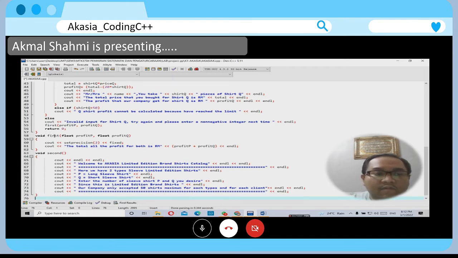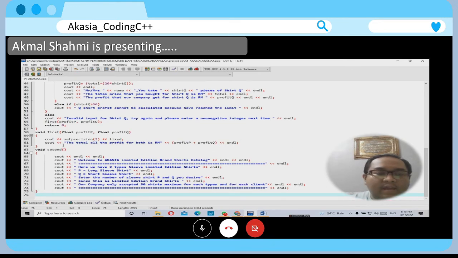Now we continue to void first, which is for profit P. For this prototype function, we just want to output the total for all profit. So as you can see, we use set precision to make it 2 decimal places, and then the total of all profit for both is RM, profit P plus profit Q.